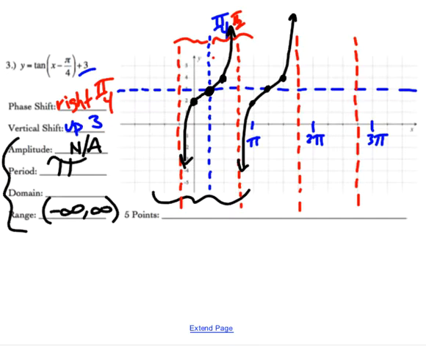The domain is a little bit trickier. I'm going to come down here. I don't quite have enough space there. So our domain is going to be really all x values except where those vertical asymptotes are. Remember that those are not actually points on the graph. They're places where the function itself is actually undefined. So where the function is undefined, that creates domain restrictions.